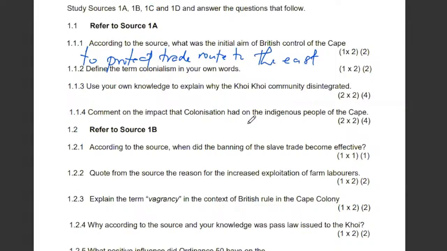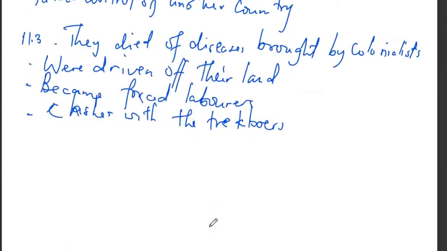If you check, comment on the impact that colonization had on the indigenous people of the Cape. What kind of impact was brought by colonization? We want to analyze and comment on the impact that colonization had on the indigenous people. Was it a positive impact? Was it a negative impact? Right. If we check the effect of colonization on the indigenous people, we are just talking about some of these effects here. This number 114.